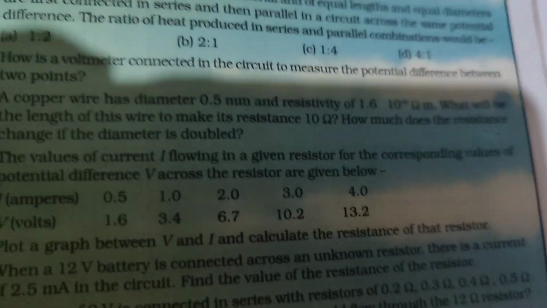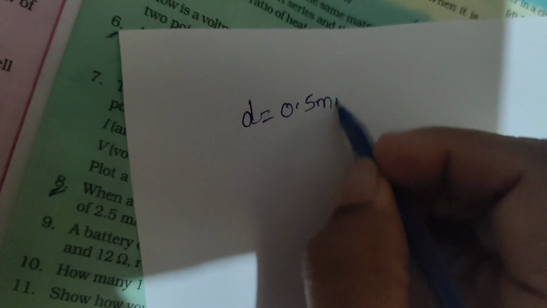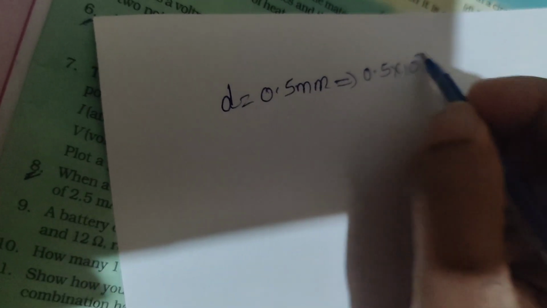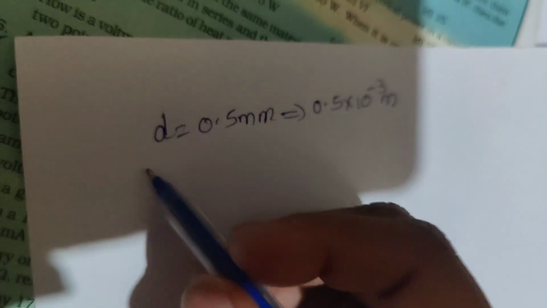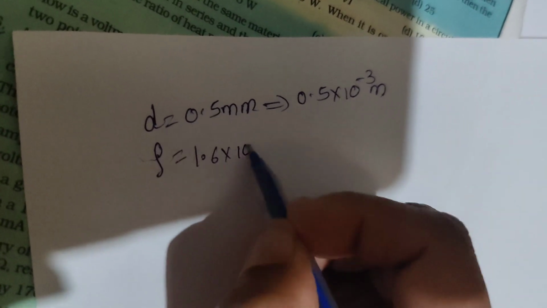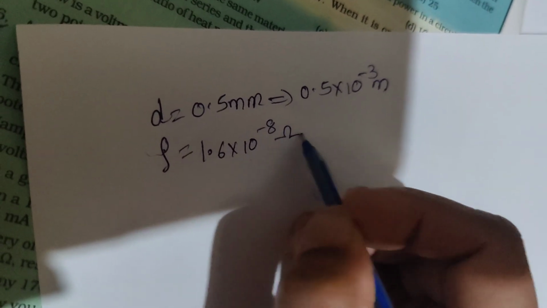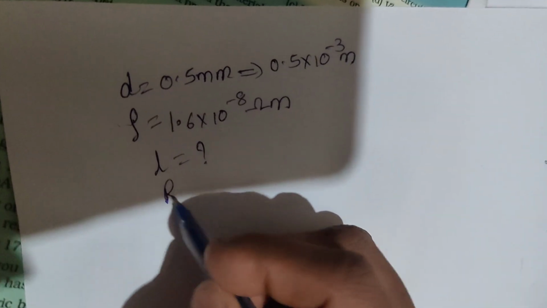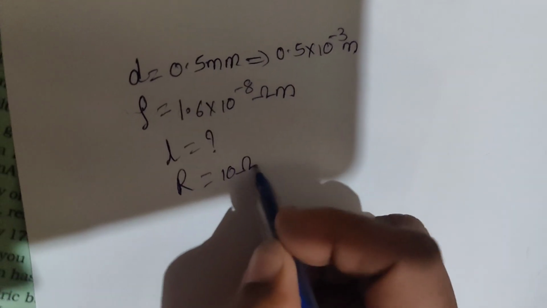They have given diameter equal to 0.5 millimeter, that is 0.5 into 10 to the power of minus 3 meter. Rho is equal to 1.6 into 10 to the power of minus 8 ohm meter. Then length is equal to question mark. R they have given, R is equal to 10 ohm.